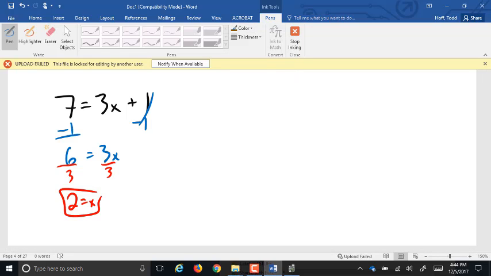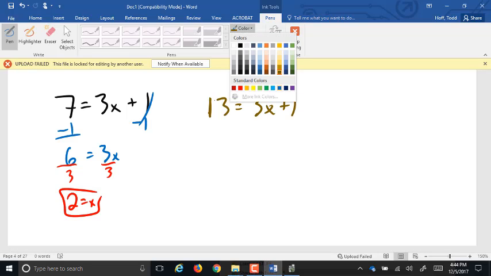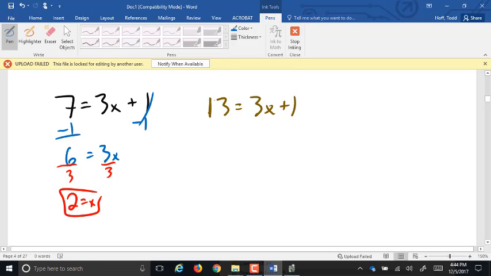But I might have an equation like 13 equals 3x plus 1. How would I solve this one? I would subtract 1. 12 equals 3x.